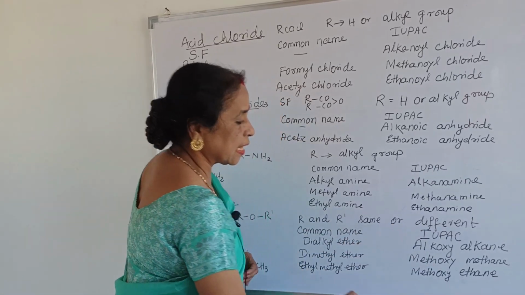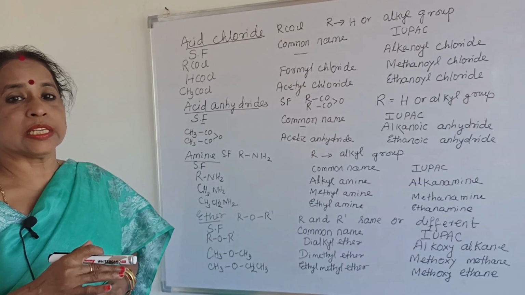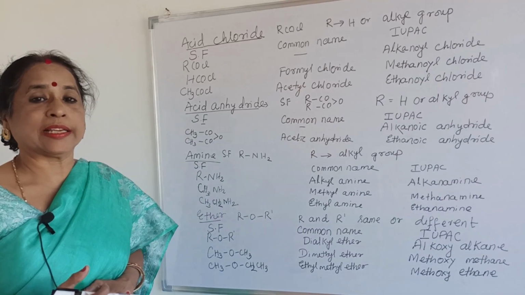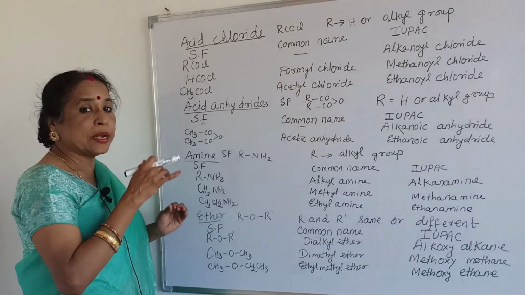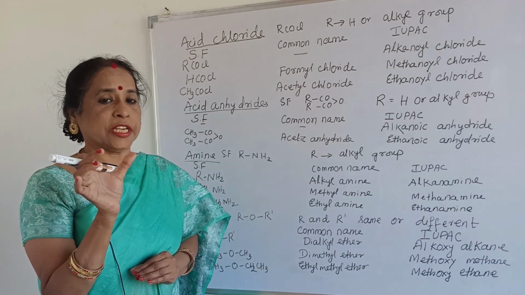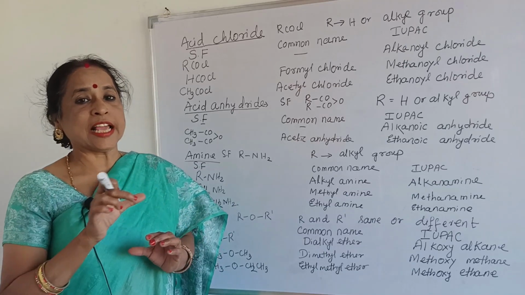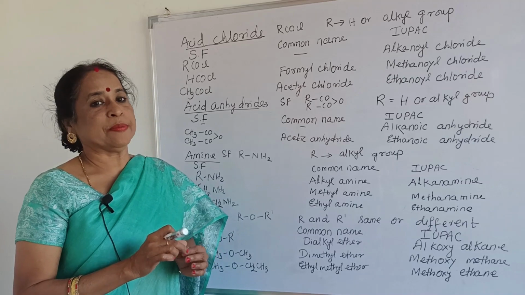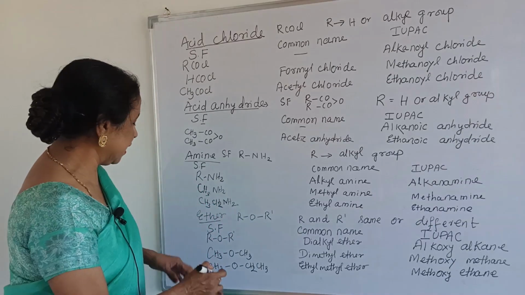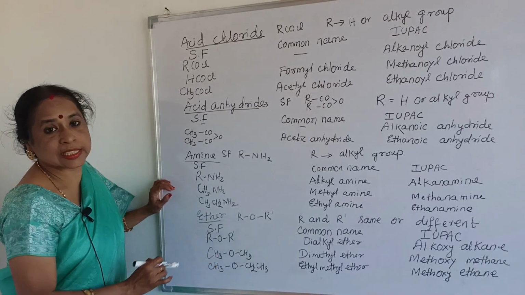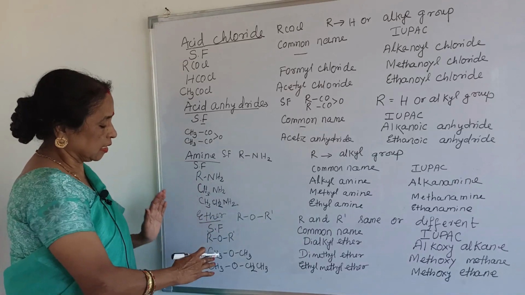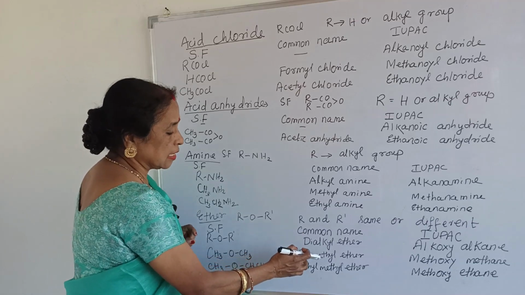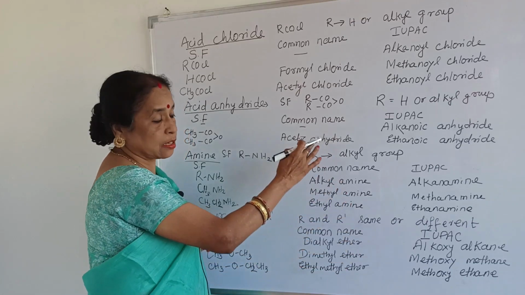Then the IUPAC name is known as alkoxyalkane. How will it be alkoxyalkane? In ether, we find which one is the long chain. That long chain is named as alkane, and the short chain with oxygen is named as alkoxy. Let us see here, CH3OCH3. Both sides are CH3 groups, so it is known as dimethyl ether by common name.